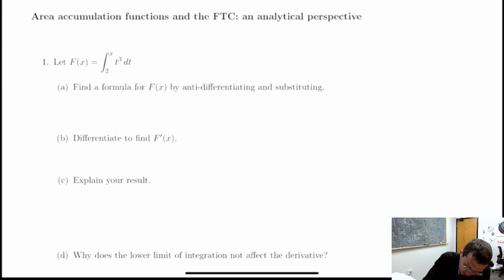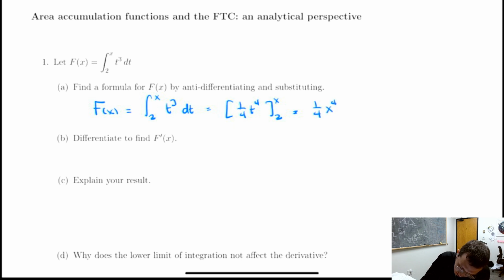So we're supposed to find a formula for capital F of x, which is the integral from 2 to x of t cubed dt. How do I evaluate a definite integral? I find an antiderivative, and I plug in the upper bound, and I plug in the lower bound, and I subtract. And make sure to do it in that order. Upper bound first, lower bound second. So I get 1/4 x to the 4th minus 4.